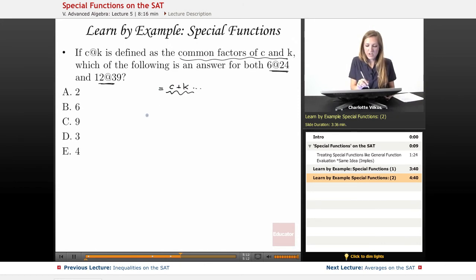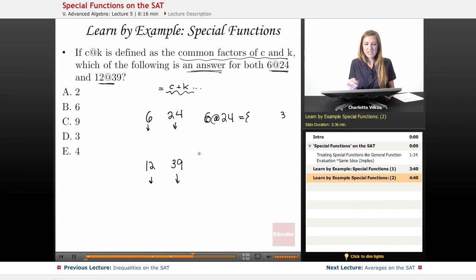But it's defined as some sort of relationship between the two. So here we have common factors. So given 6 and 24, I look at the factors of each of them, and then the answer to 6 at 24 would just be whatever of these two are common. So it's going to be some set of numbers. Here I'm just looking for one answer. So I can look for the common factors of both of these two and then figure out what's going to satisfy all of them.